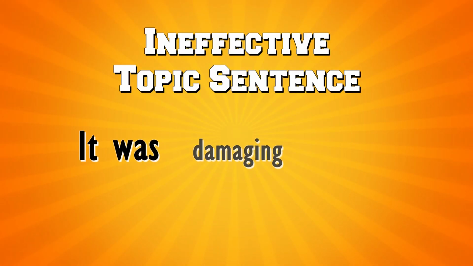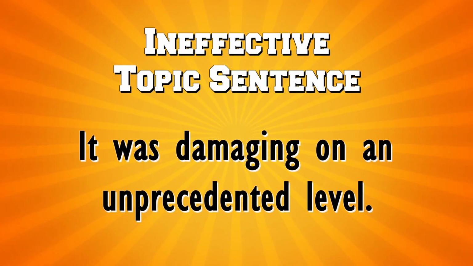3. Just like thesis statements, topic sentences should be free from vague pronouns. So don't write, "It was damaging on an unprecedented level." The "it" at the beginning of that paragraph was a vague pronoun. Even if you feel like based on the previous paragraph, your reader is going to get what "it" refers to, it's still best to avoid pronouns entirely in topic sentences, if at all possible.